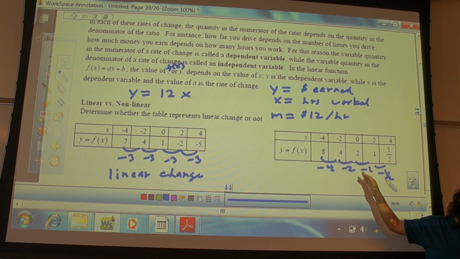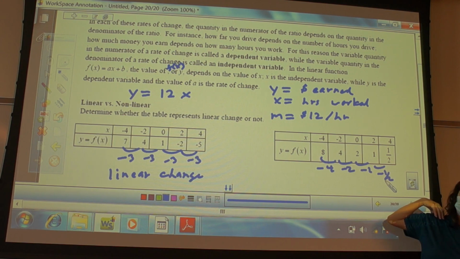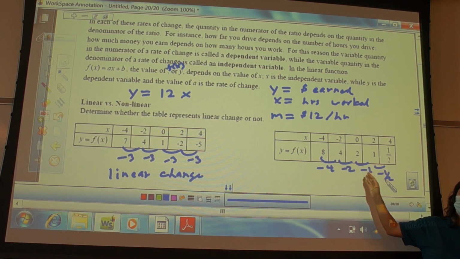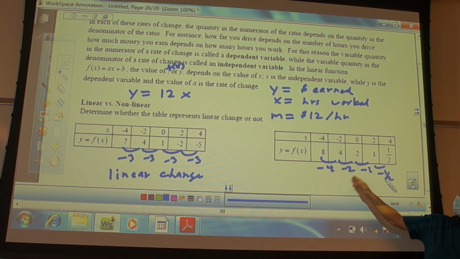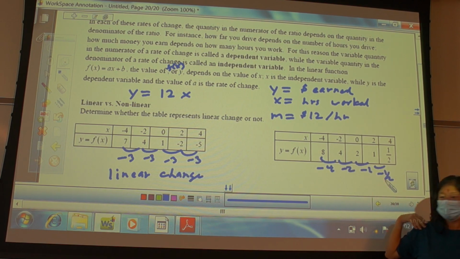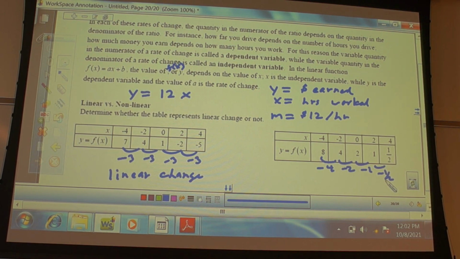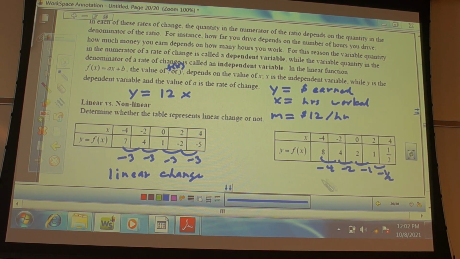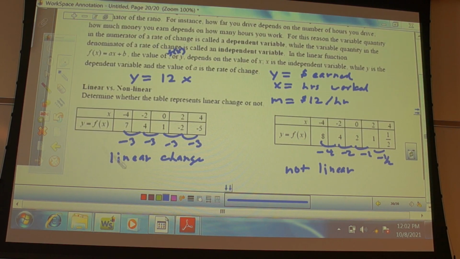When you multiply or divide by a constant amount, we're going to talk about that later. That's exponential, and that's not. We'll discuss that in chapter 7. Good? But here, this is not linear, right? Because the amount you're adding or subtracting each time is not the same. So don't worry about dividing on this one. Adding, subtracting is linear. Dividing, that's exponential. We'll get to that later. So this is not linear. Good? Okay.